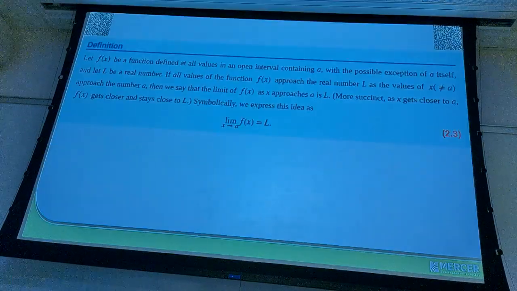Now, the easiest way to look at it is to look at a graph. Just trace from both sides as x gets closer to your value a. If f is approaching some value, that's the limit.